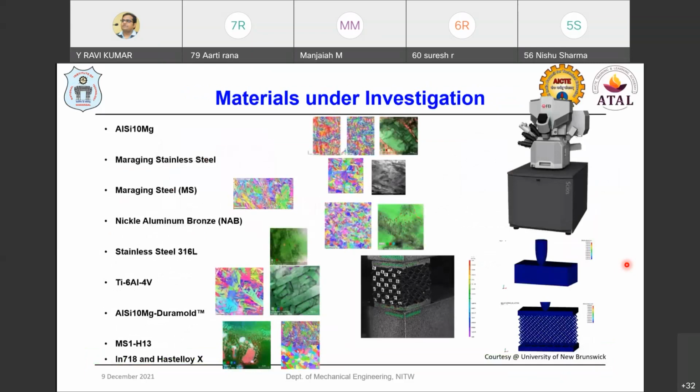Even with respect to my experience, we have worked with all of these metals in metal additive manufacturing.